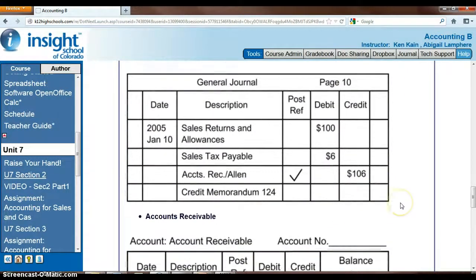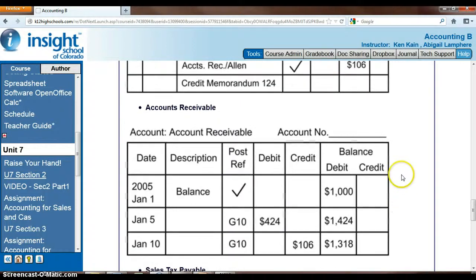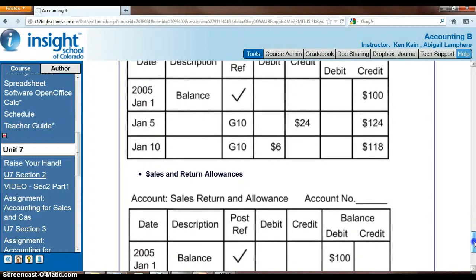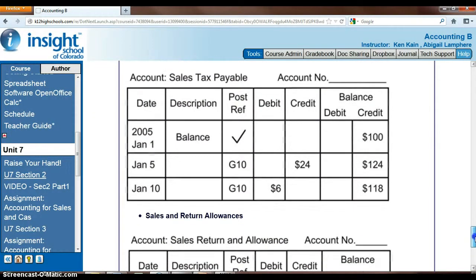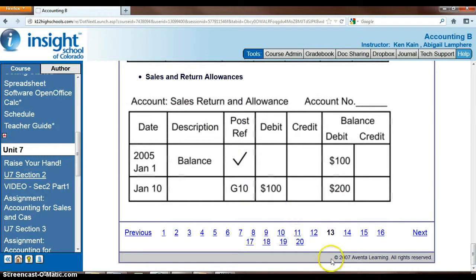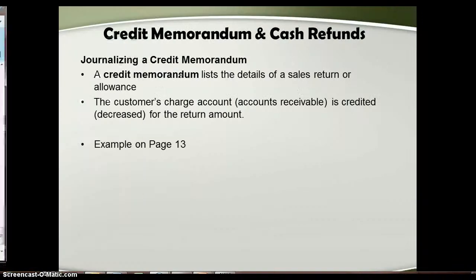So again, here's another example of the journal, and then it shows you the ledger accounts. So if you want to take a closer look at these, go right ahead. They just kind of show a previous balance, and then our transaction here is January 10th. So I definitely encourage you, if you're confused at all, to take a closer look at page 13 and get a better feel for that if you'd like.